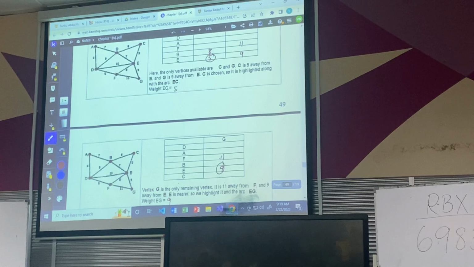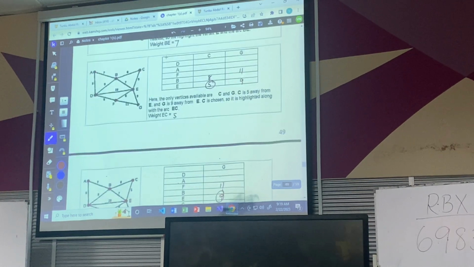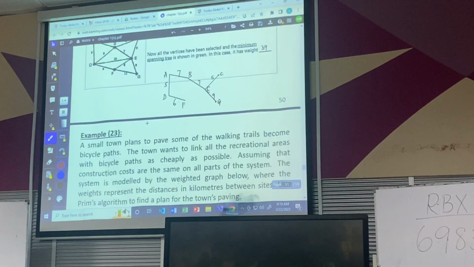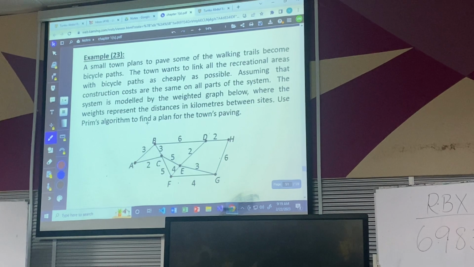Of course, you don't need to write so many words. You just form the table, then circle it, and write which weight you choose. Enough already. Okay? You know what I mean? So you try to do this one.